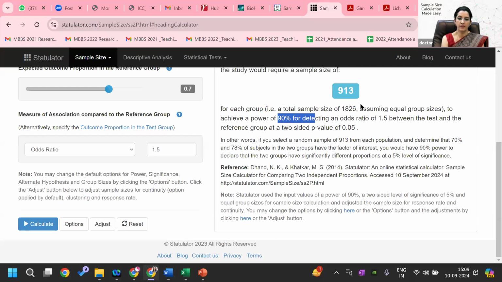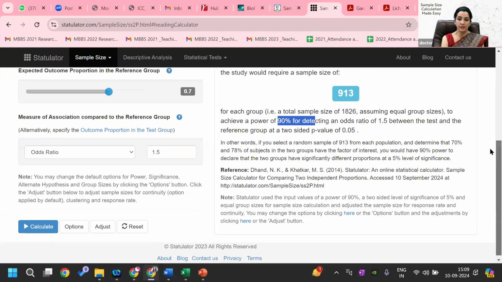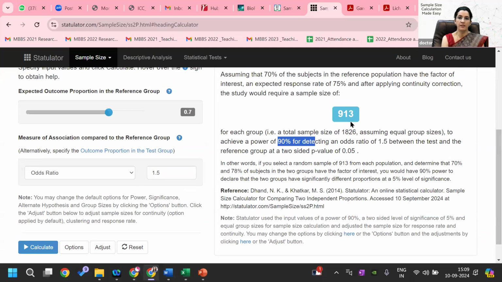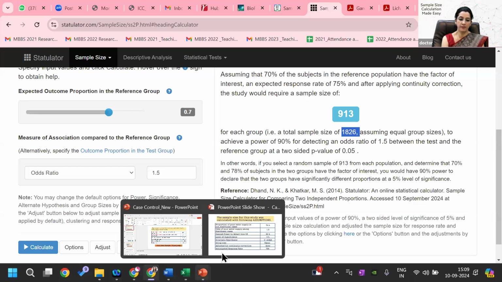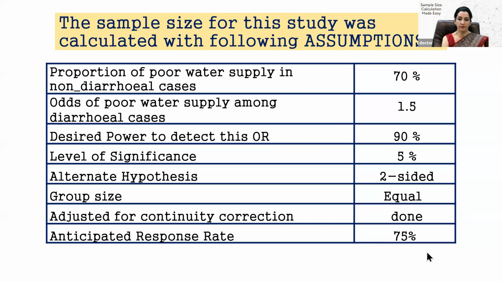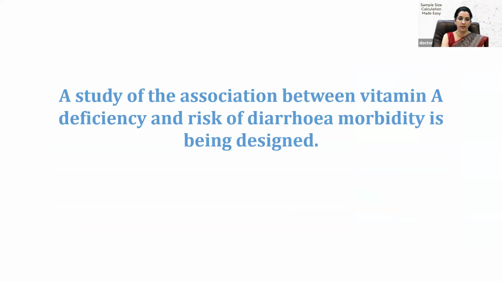So total sample size is 916. But 916 is again in each group. So it is 916 in each group, and the total sample size is 1826. So this is the same question. Remember where we were discussing the 600 sample size. This we have taken that example where 70% of the cases were of improved water supply, poor water supply, sorry.